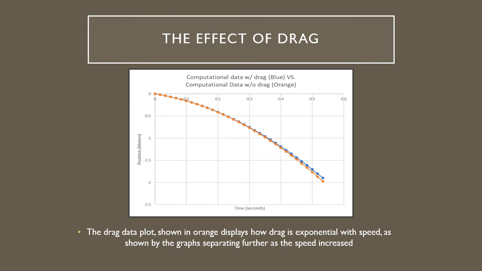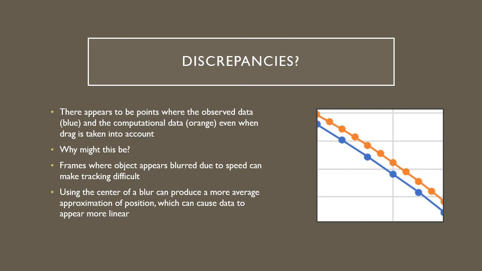Here we have both computational models plotted together. We can observe the plots getting further and further away from one another as the object increases velocity. This is the observed model and computational model with drag up close. We see the data diverges in the middle of the set.